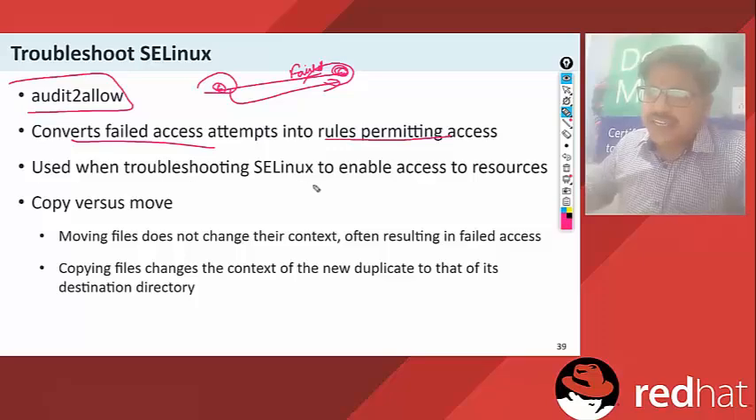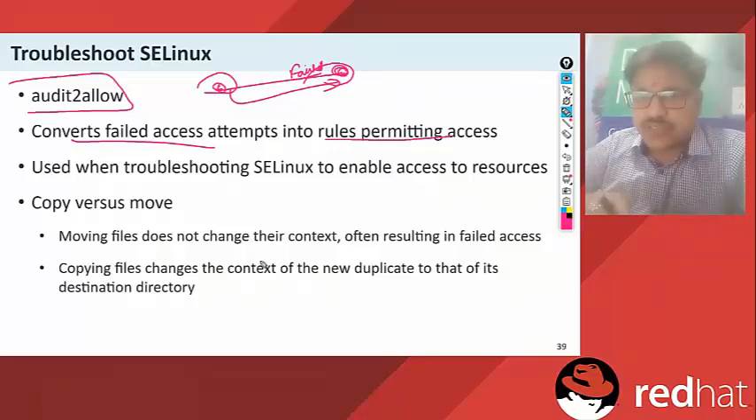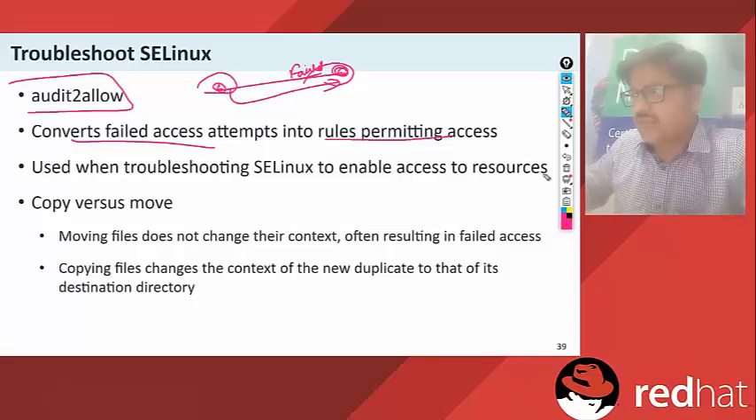It is used when troubleshooting SELinux to enable access to the resource, copy, resource, move. So all these things can be used for troubleshooting SELinux. I am not going to go in depth in this.